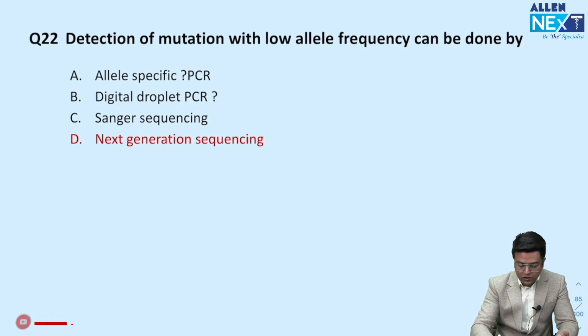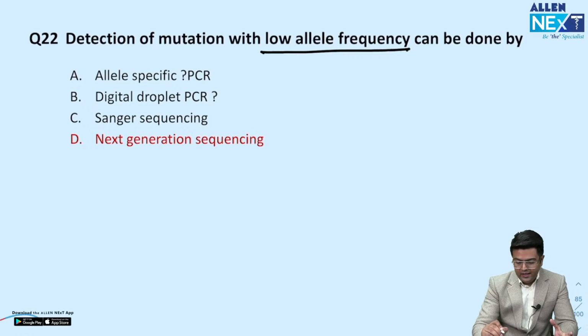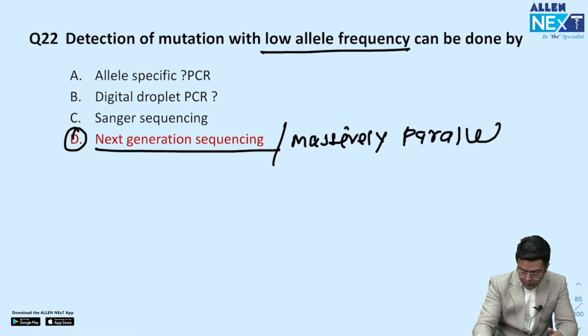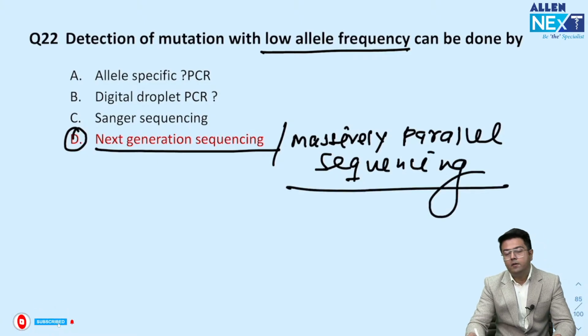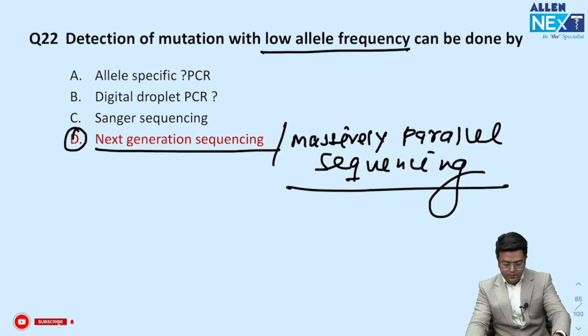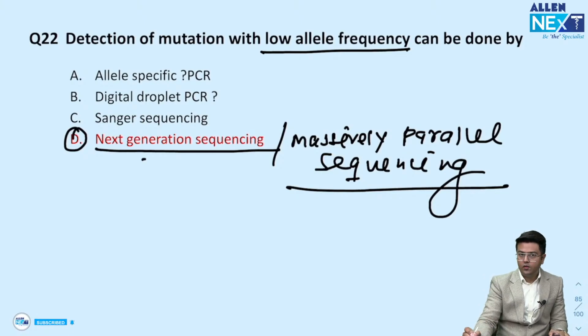Question number 22, detection of mutation with the low allele frequency. Again, the INI-CET MCQ, any point mutation, right? Nowadays, the best answer is next generation sequencing. It is also called massively parallel sequencing, right? Massively parallel sequencing. Clear? Okay, no further details are required as such, right? So that is next generation sequencing.